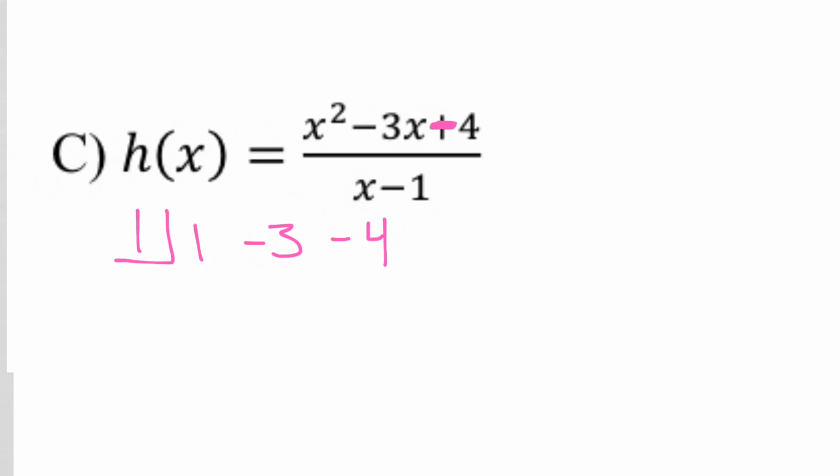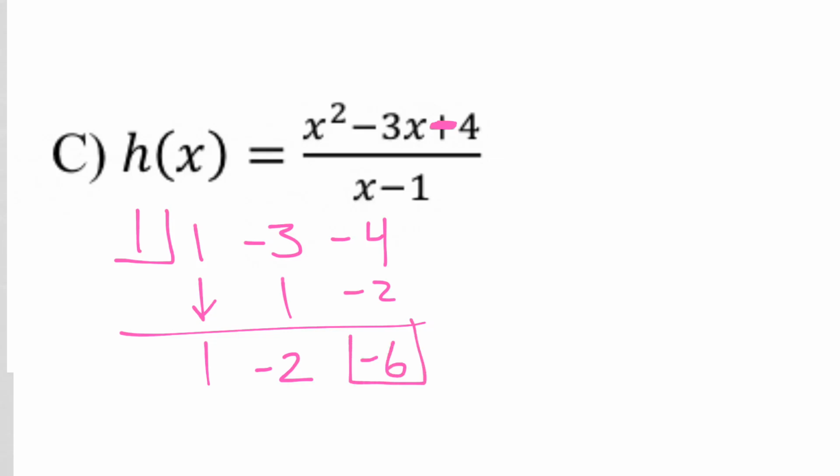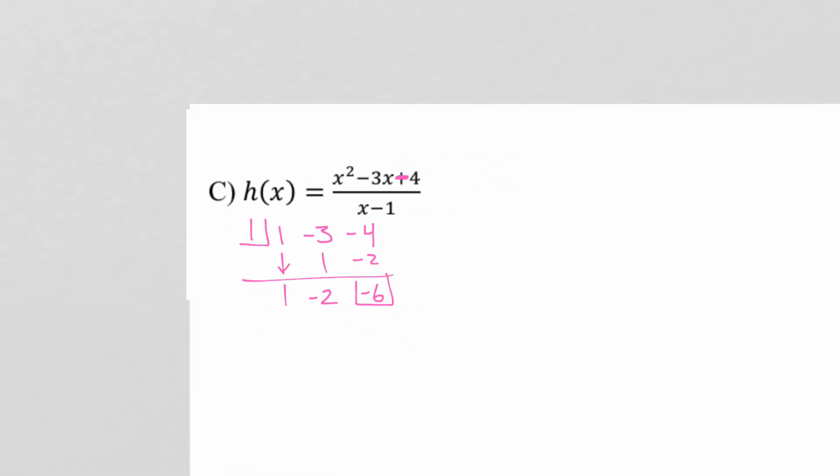Okay, synthetic division, bring it down. There, it's brought down. 1 times 1 is 1. Negative 3 plus 1 is negative 2. 1 times negative 2 is negative 2, and negative 4 minus 2 is negative 6. Boom. That negative 6 is our remainder. You should get a remainder when you're doing a slant asymptote problem. If you don't, then maybe there is a problem, or maybe there's a hole.